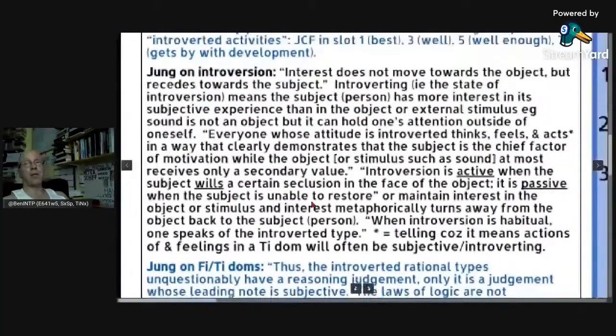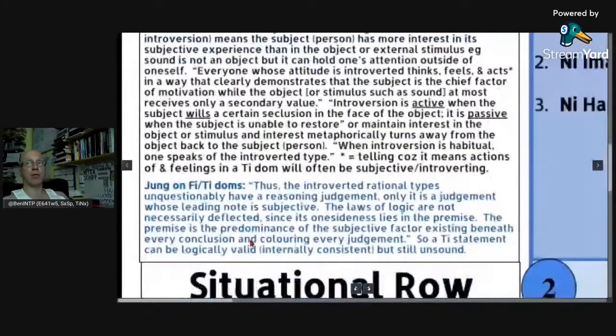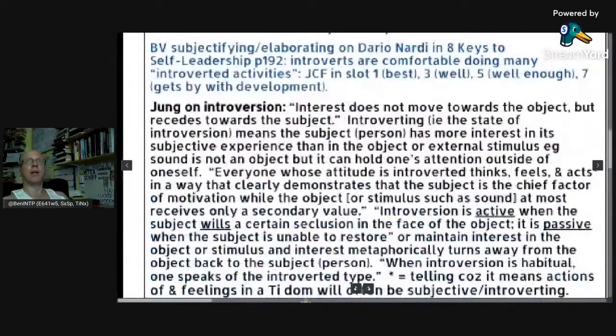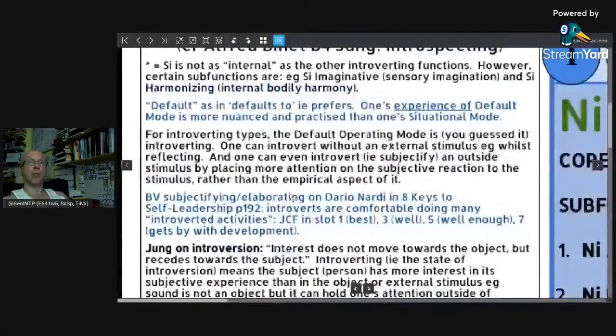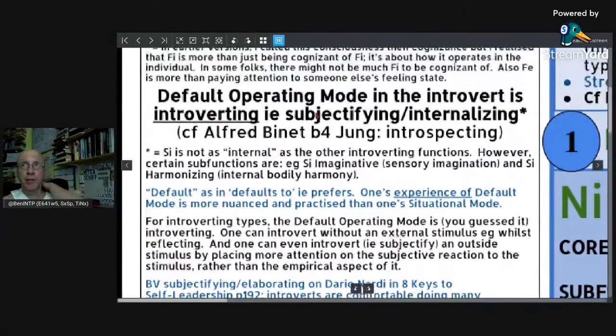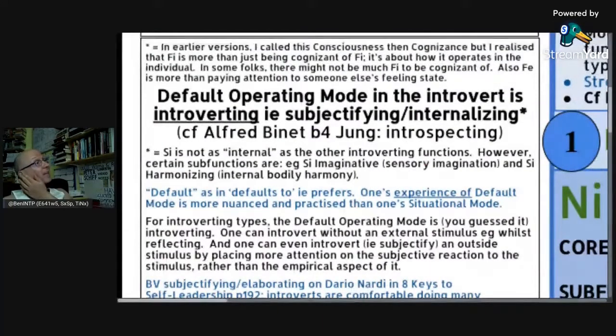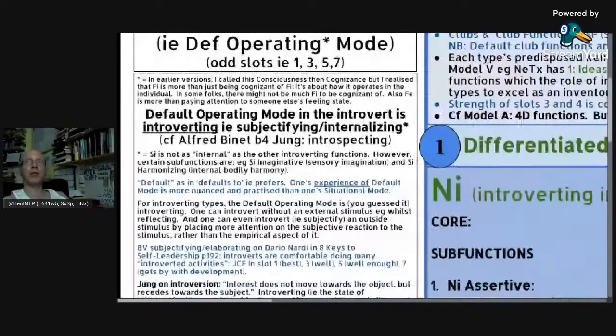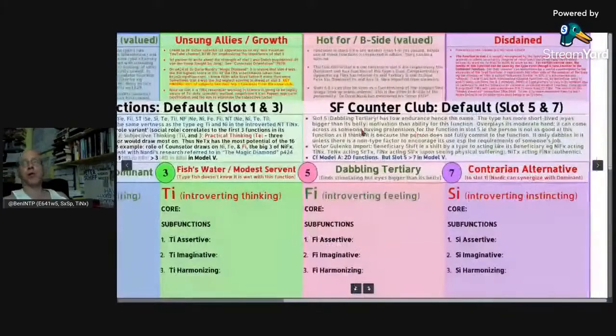And that he separated the laws of logic from TI. But again, it's what they do by default, subjectifying for the introverting mode, subjectifying, internalizing. And if you intersect that concept of introverting with feeling, then you get to a definition of FI that is pretty reasonable. So I'm going to read out the text.